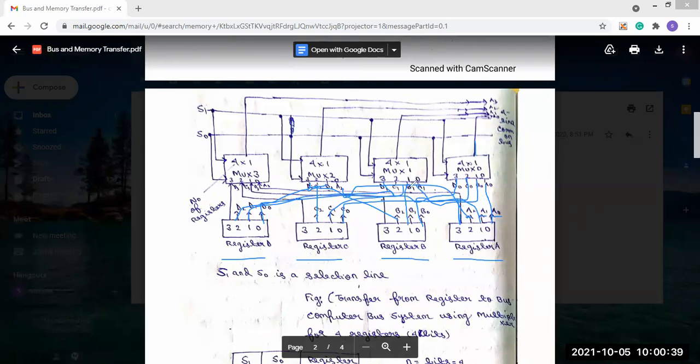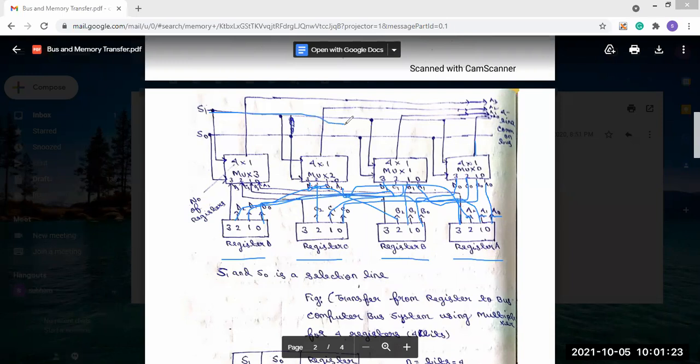So like this, all the multiplexers have the input combinations, that is, all the register combinations are present. That means A0 is of register A, B0 is for register B, C0 is for register C, and D0 is for register D. All combinations of inputs are present. In this case it will be A1, B1, C1 and D1; in this case A2, B2, C2 and D2; and for this multiplexer, A3, B3, C3 and D3.